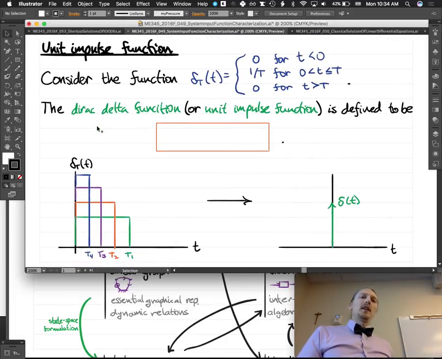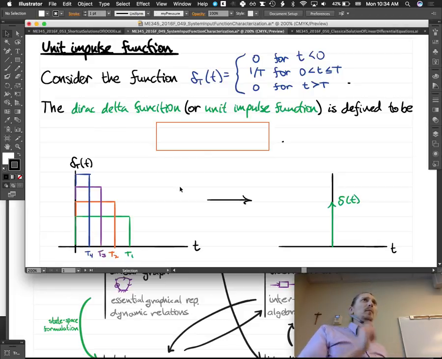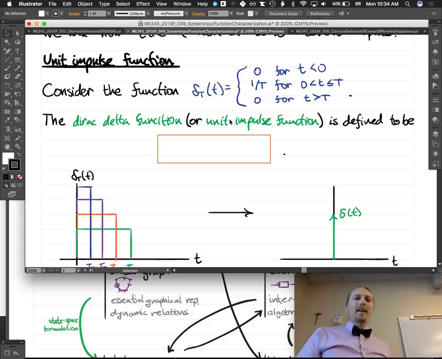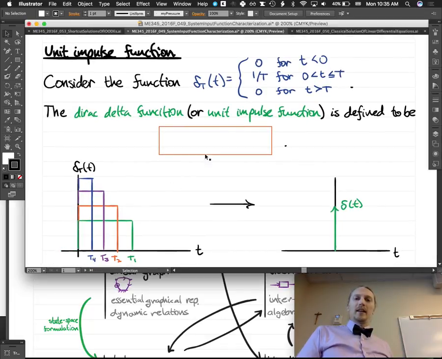So the unit impulse function, probably the most surprising of the functions we're going to consider. Has anybody seen this, the Dirac delta function? Yeah, a couple of you? All right, so let's consider this function, which is not the Dirac delta function yet. It's 0 for time less than 0. Okay, so on this graph here, it's 0. And then it's 1 over big T for the period from 0 to big T.